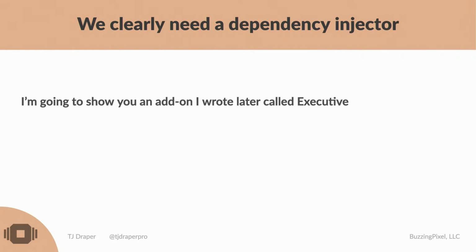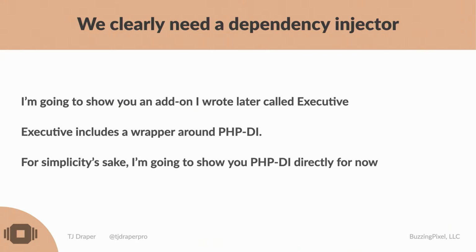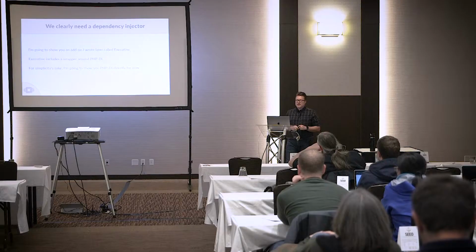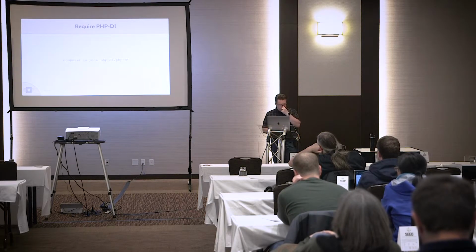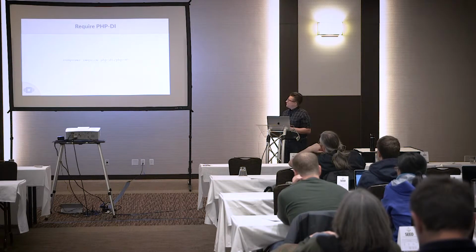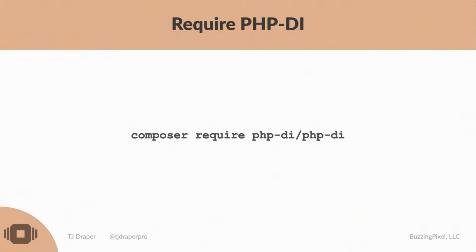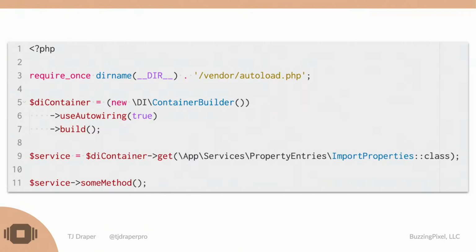I'm going to show you an add-on later called Executive, which I've mentioned, which includes a wrapper around PHP-DI to make this really easy in an ExpressionEngine context. But for simplicity's sake, I'm going to show you PHP-DI directly for now so that you can understand how dependency injection works. So you would require PHP-DI into your project like this. And then you would set up the dependency injection container. We're just working directly in a PHP file for now for demonstration purposes.